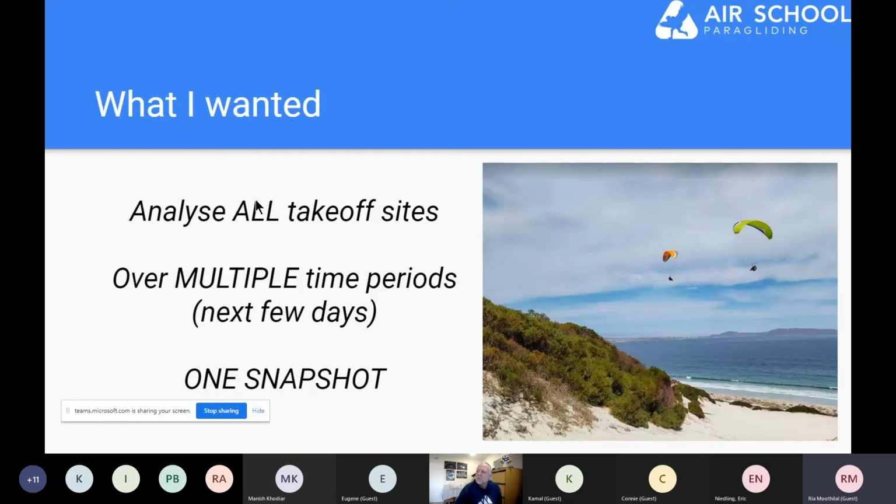The picture up on the screen is a couple of pilots. They're soaring. This is dune soaring outside Langebaan, just north of Cape Town.